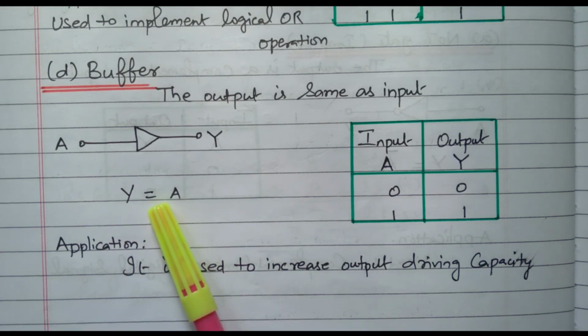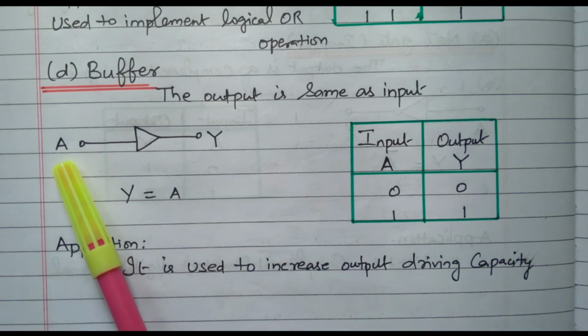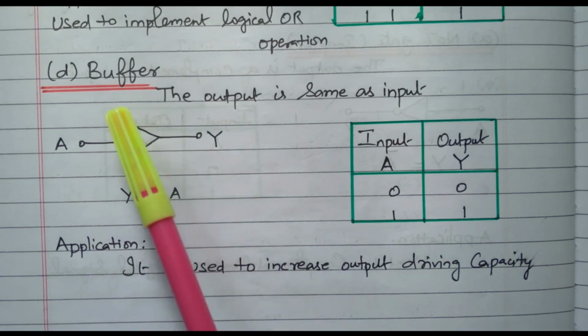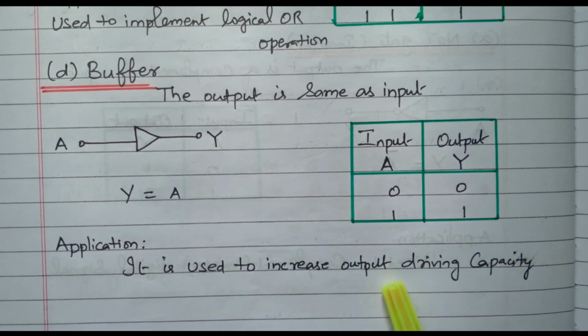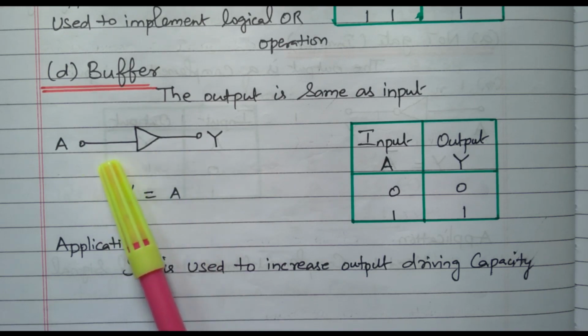So why are we using this buffer? It is used to increase the output driving capacity, right? Suppose the input signal is A, the output is also Y, but the strength of the signal will increase. The meaning of buffer is increasing the strength, that is, increasing the driving capacity of the input, right? So this is the symbol. Here one small dot is not available. If a small circle is there, that is an inverter. Here the circle is not available, so it is a buffer.